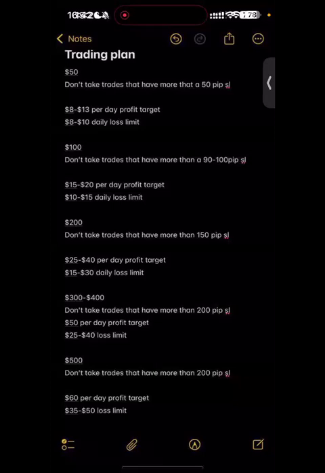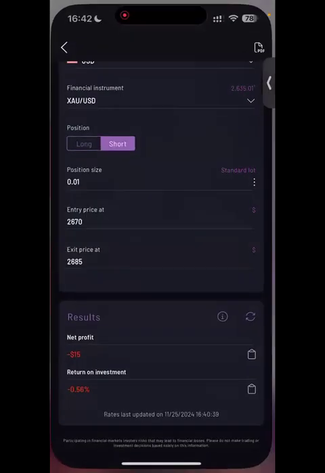$15 to $20 should be your daily profit target, and your daily loss limit should be $10 to $15 or around that. You can be flexible with this, but this is what I feel you should stick to. Then same thing for $200: if you have more than a 150 pip SL, you already get the gist by now.